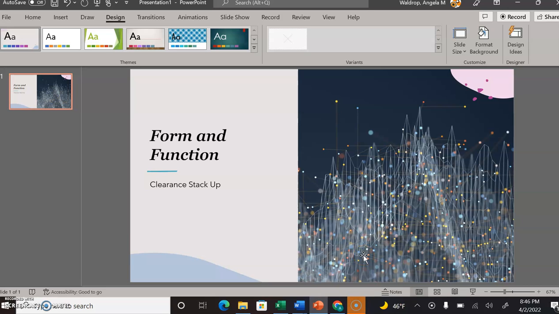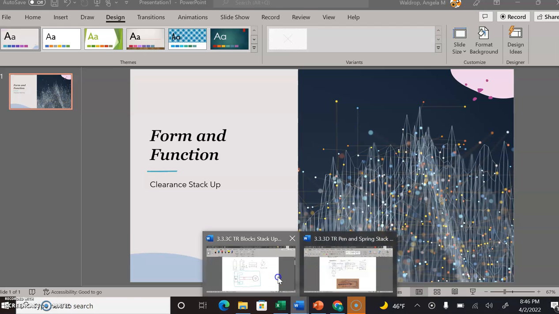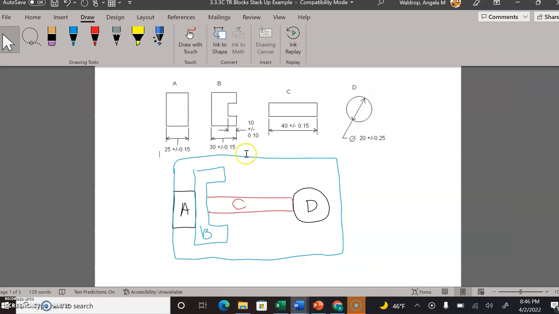Okay, so what we're going to look at today is our first stack up example, and that's going to be the clearance stack up. Now, when we do this, we're going to look at a series of blocks here, A, B, C, D, and we're going to see how they fit into this box.